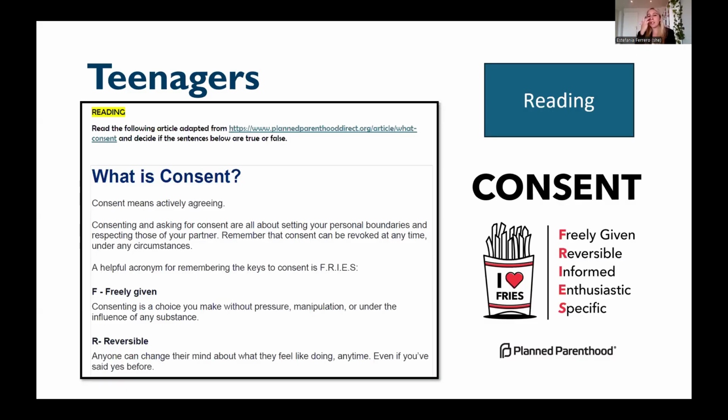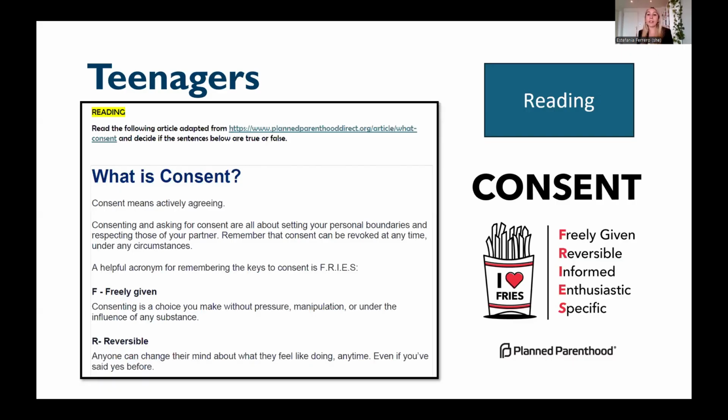E for enthusiastic, right? It needs to be connected with what we really want to do. And S for specific, right? It's specific and it has to do with a concrete practice, and it is not like something that includes everything, right? So the idea was the following.